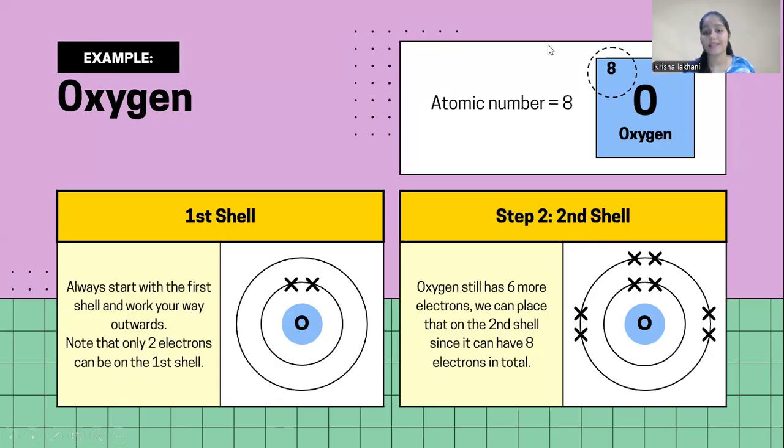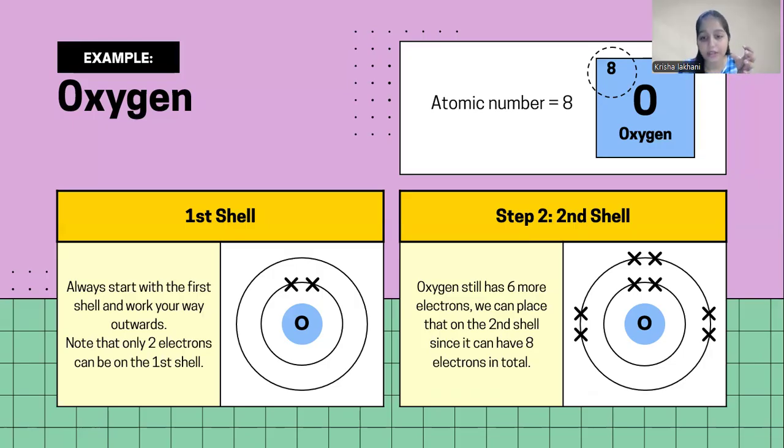Okay. So if I say atomic number is 8, the first shell will contain only 2 electrons. First we add only 2 electrons. So 8 minus 2 is how much? 6 more electrons to be added. In the second shell we can add 8 electrons, but we only have to add 6 electrons here. So that can be easily added. As you can see here, we are adding 1, 2, 3, 4, 5, 6 electrons.